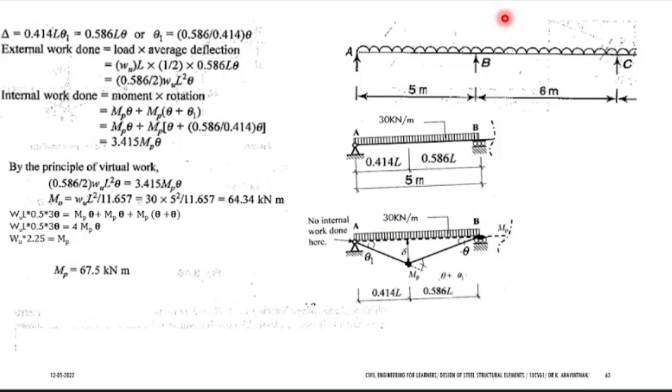Now what will be the plastic moment for the span C to D? Same as AB, hence you do not want to do that, or you can write below that the span C to D is similar to A and B, hence MP equals 64.34. This is your MP value, you can write that.